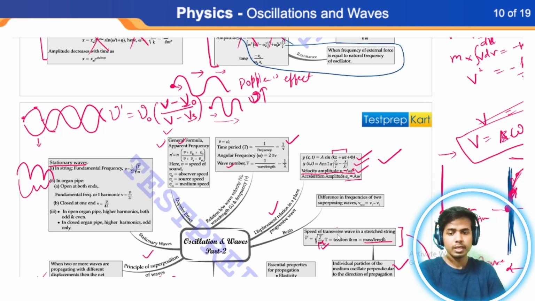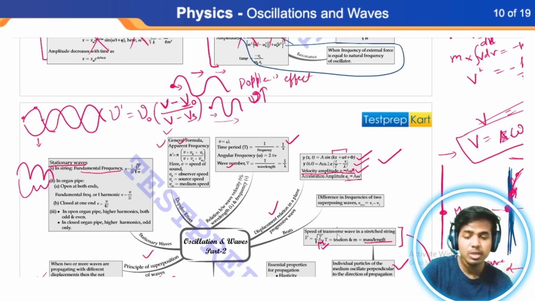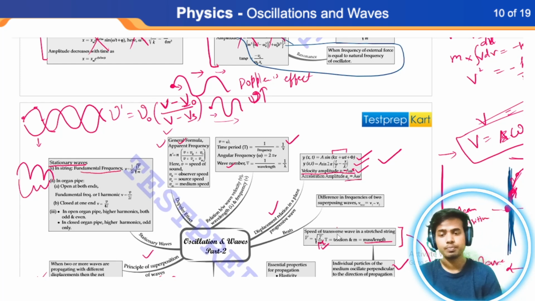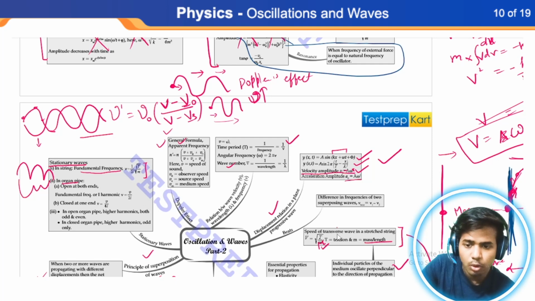So in the stationary wave, the fundamental frequency means the first frequency at which it is possible. That is given by this equation. In the organ pipe, there are two different types of organ pipes. One may be closed and another may be open.